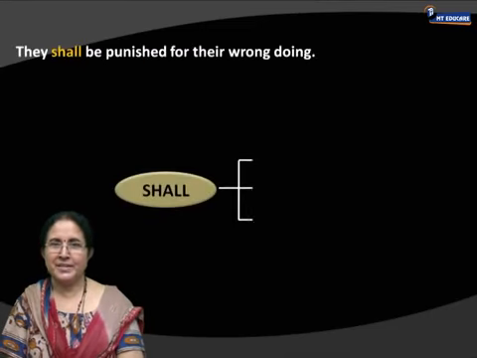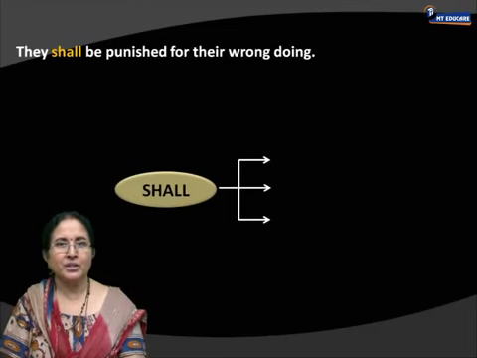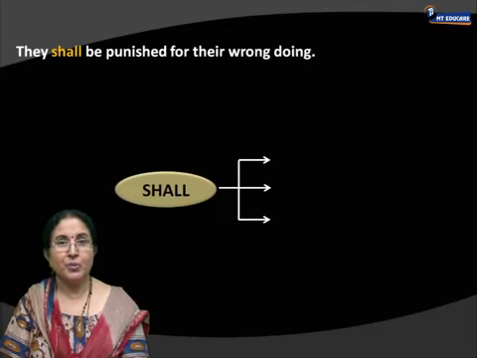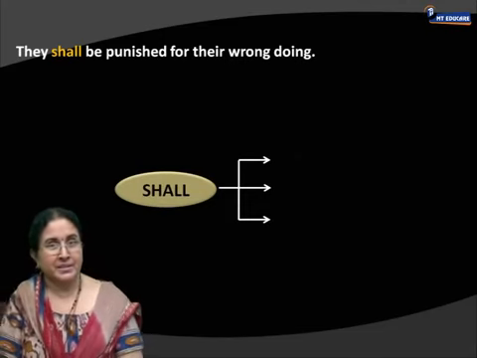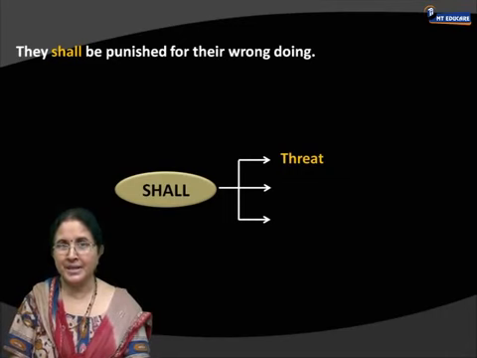Shall has got three functions, three arrows. Now let's go through them clearly. They shall be punished for their wrongdoing. Now you are talking about a kind of a threat. Oh, they did that. They shall be punished. So it's a kind of a threat.